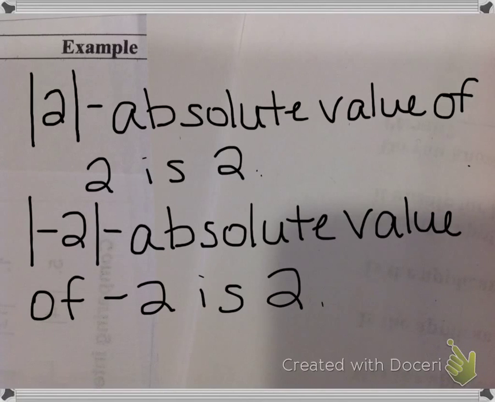Okay, some people think absolute value is the opposite. It's not. It's just how far away it is from 0. So if it's the absolute value of -2, the answer is 2. The absolute value of +2, the answer is 2. It doesn't matter if it's a positive or negative inside those two lines. And we're going to show you some examples of this to practice.